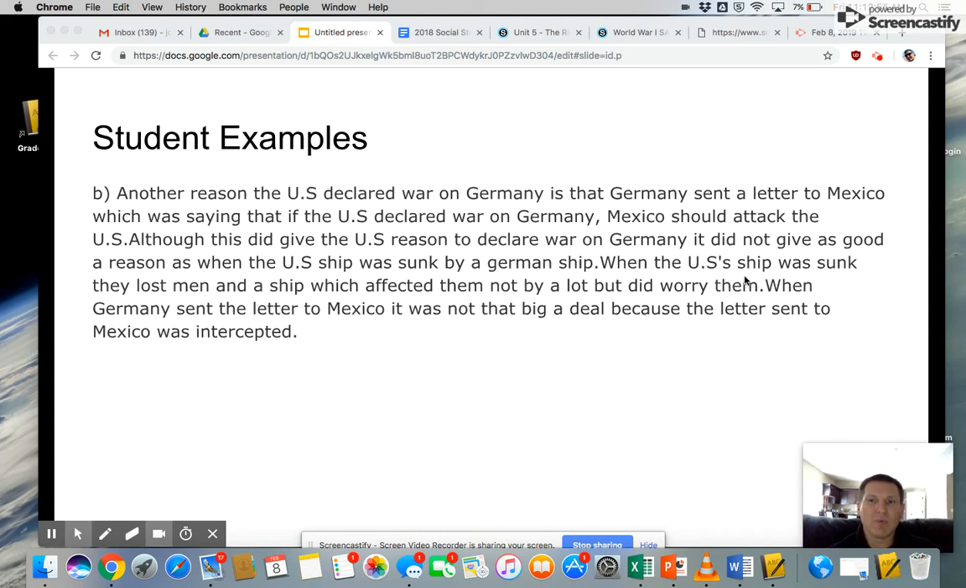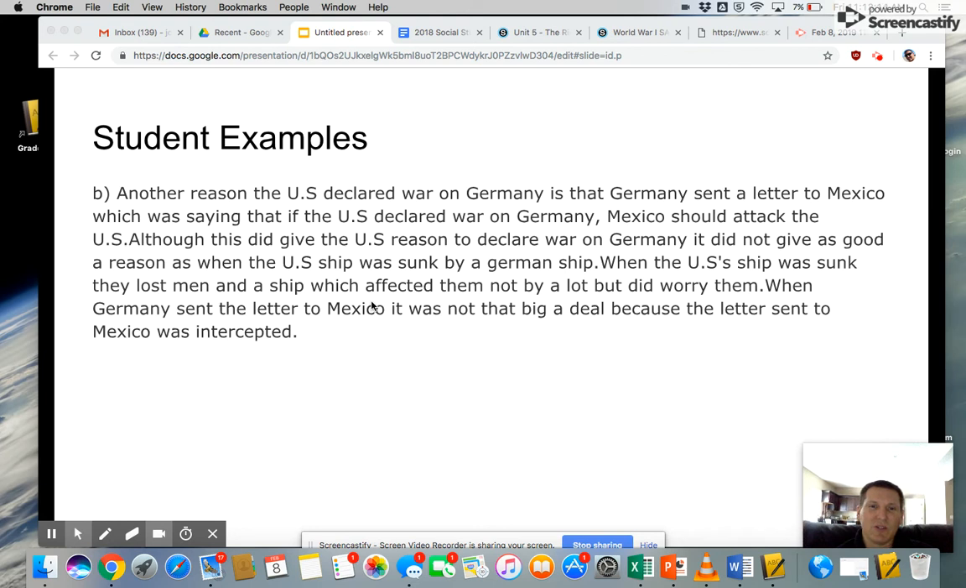"When the U.S. ship was sunk, they lost men, and the ship, which affected them not by a lot, but did worry them. When Germany sent the letter to Mexico, it was not that big of a deal because the letter sent to Mexico was intercepted." Okay. This is the best one as far as actually comparing.